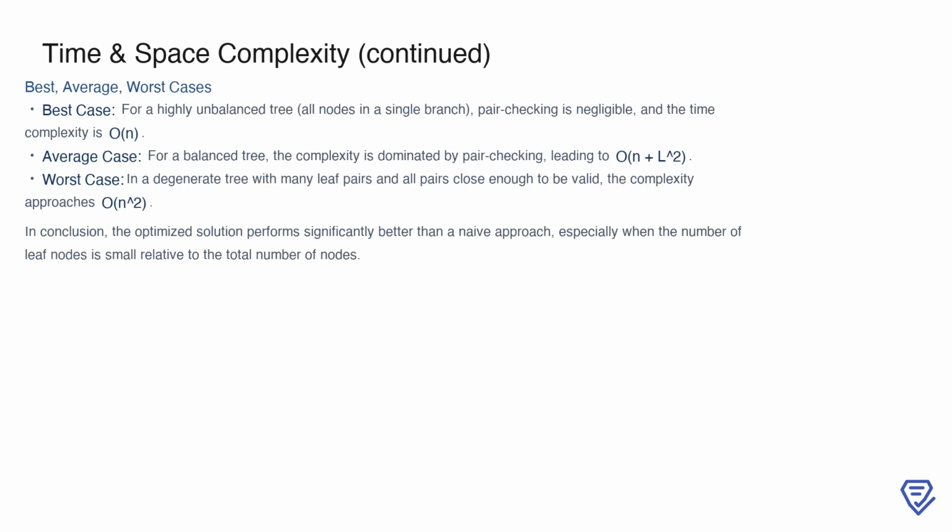To summarize the best, average, and worst case scenarios for the optimized solution, we start with the best case, which occurs in a highly unbalanced tree where all nodes form a single branch. Here, pair checking is negligible, resulting in a time complexity of O(n).